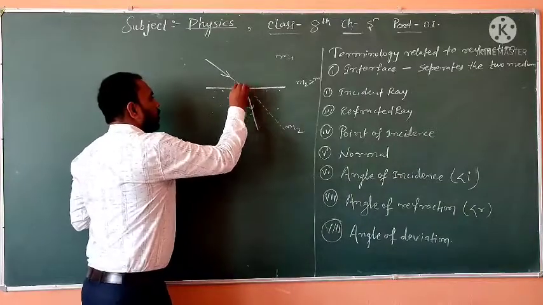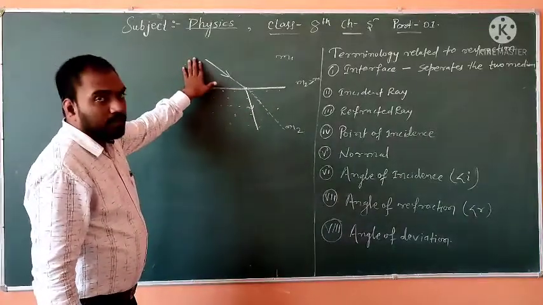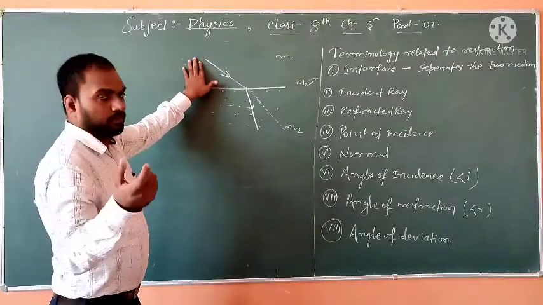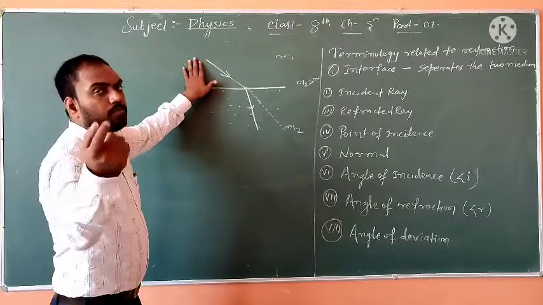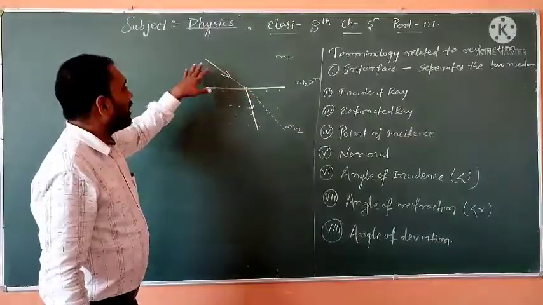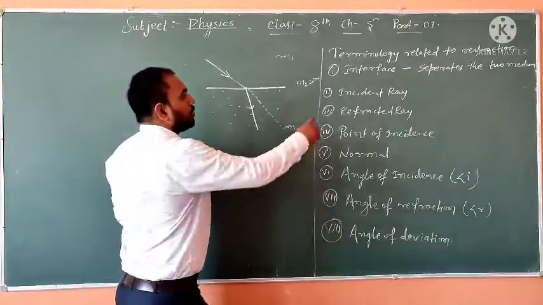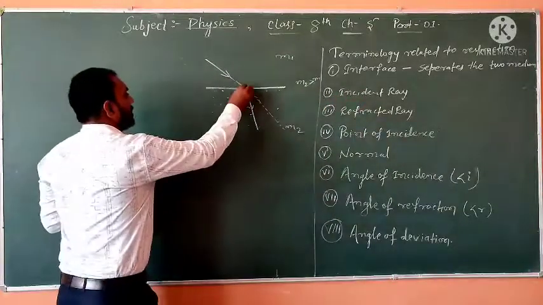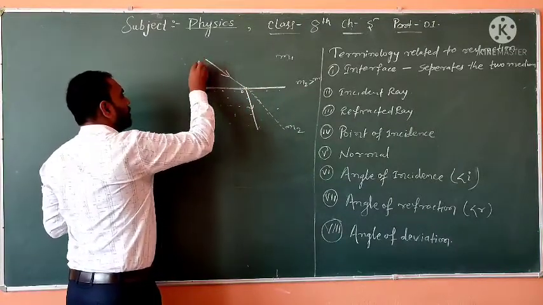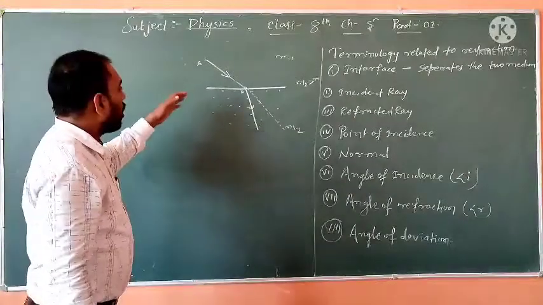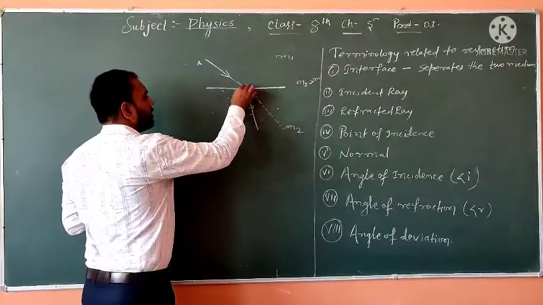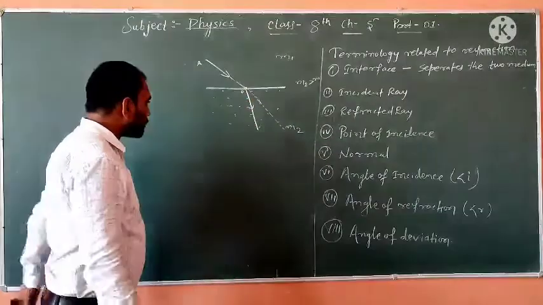Now, the light coming from a source or from a body, you may say after reflection from an object, and falling on the interface is called the incident ray. What is the incident ray? The incident ray is a ray of light which is coming from an object or a source and falling on the interface of the media.